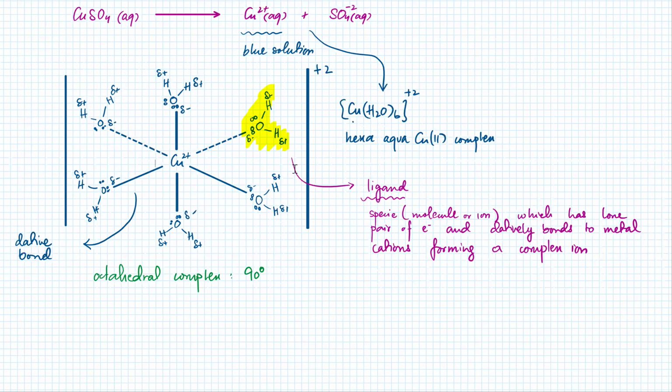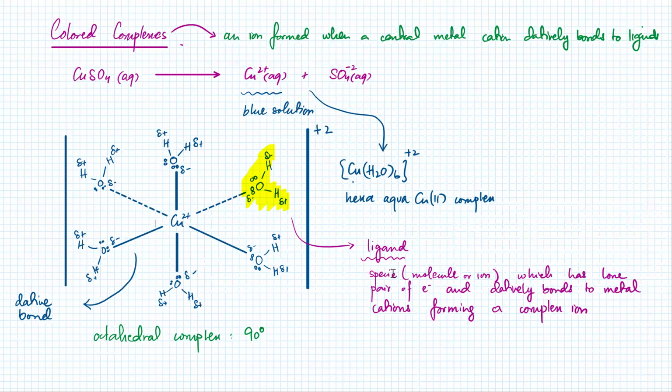I told you this thing is going to be called a ligand. It's a species with lone pairs of electrons that datively bonds to the metal cation, forming a complex ion. And we wrote down the definition for complex ions, which was that it's an ion formed when a central metal cation datively bonds to ligands. So that's what a complex ion is. Both definitions are very important because they're going to ask for that.